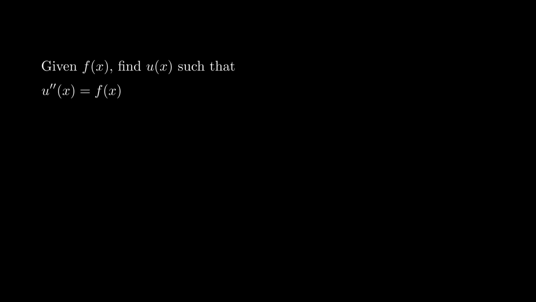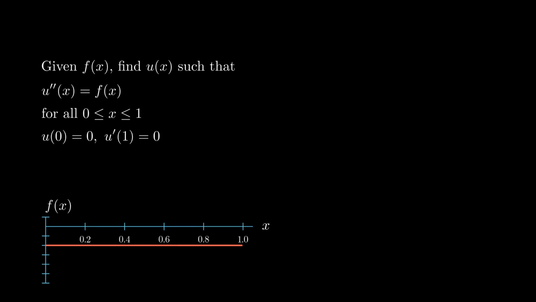We are interested in the unknown function u of x on the interval from x equals 0 to x equals 1. And we consider the boundary conditions that u at x equals 0 is 0 and the first derivative of u at x equals 1 is 0. Let's visualize this. We have given a function f of x. In this video, we will assume that it is constant, and we will denote its constant value as f bar.